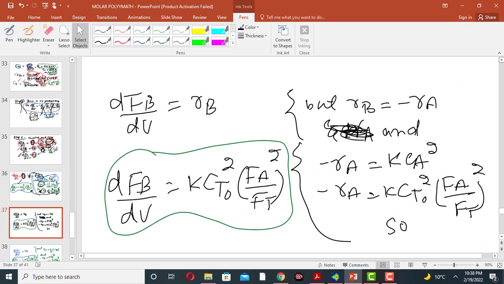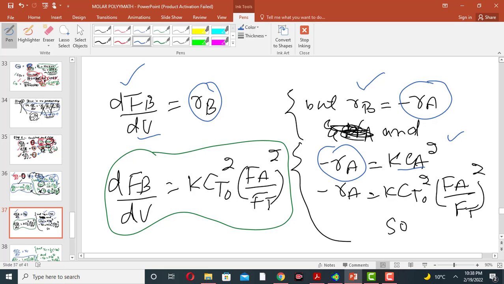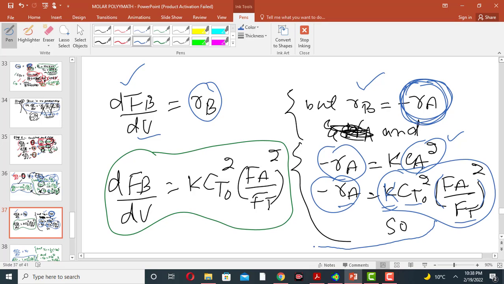Similarly, dFB divided by dV is equal to RB, but RB is equal to minus RA, and minus RA is equal to kCA squared, and CA squared is nothing but Ct0 squared into FA divided by FT whole squared. So simply multiplying with k, we will get minus RA. So in place of RB we will write minus RA, and minus RA is equal to this term. Plug this term in place of RB in this place.